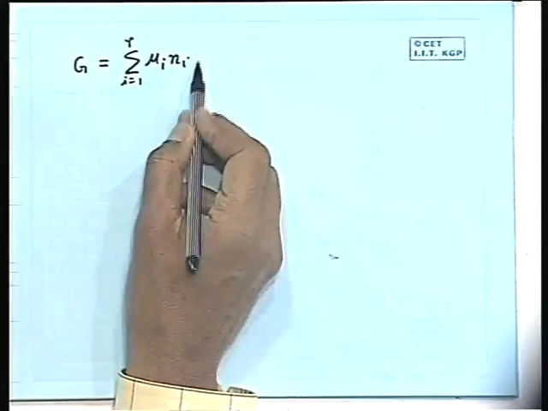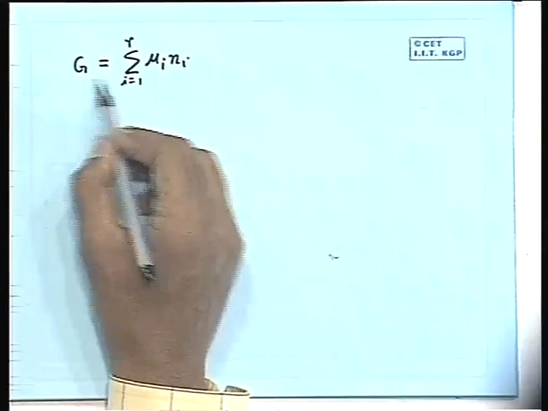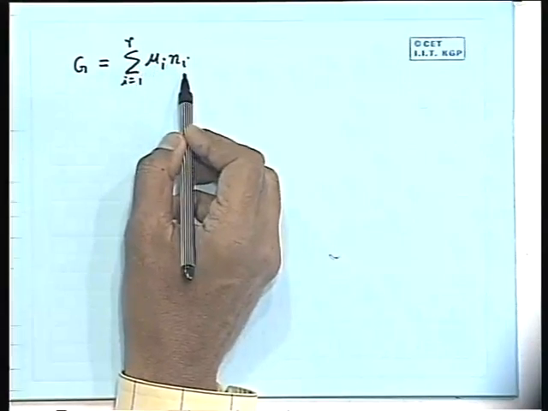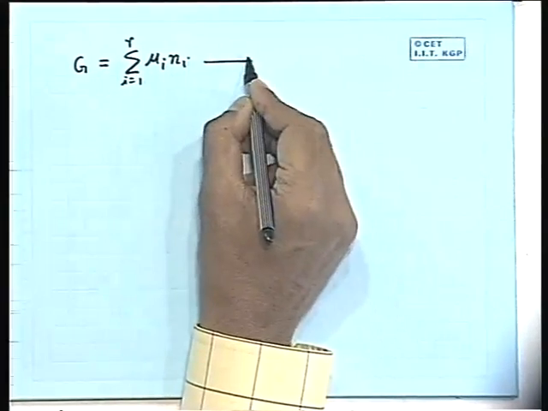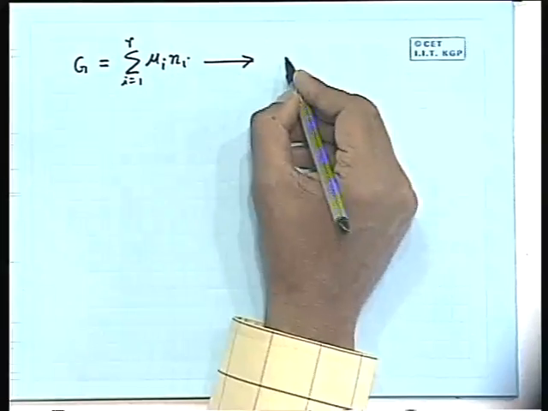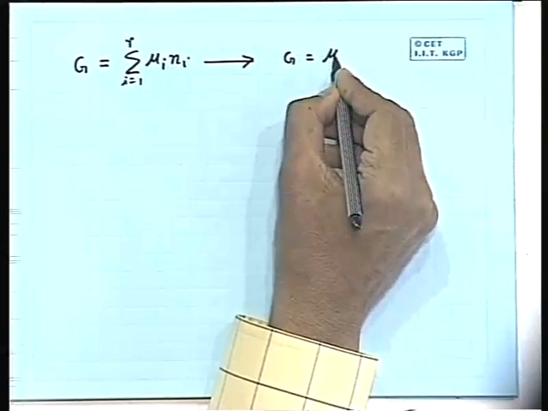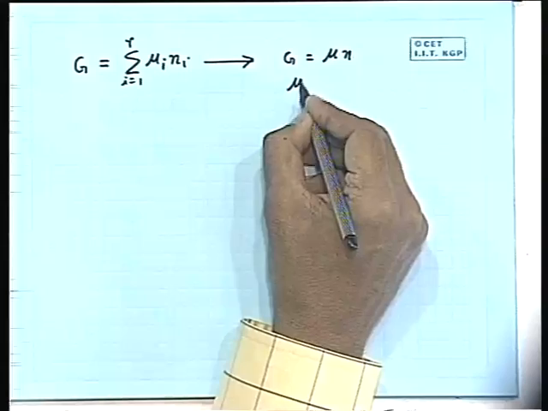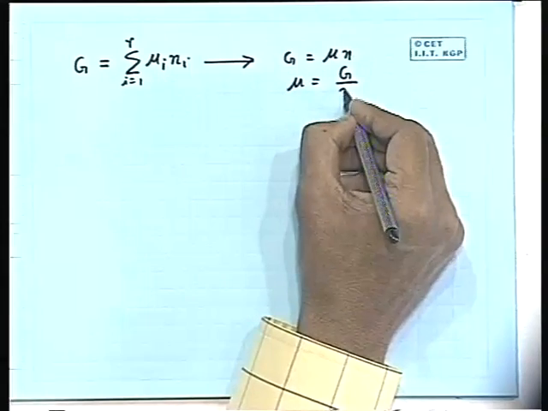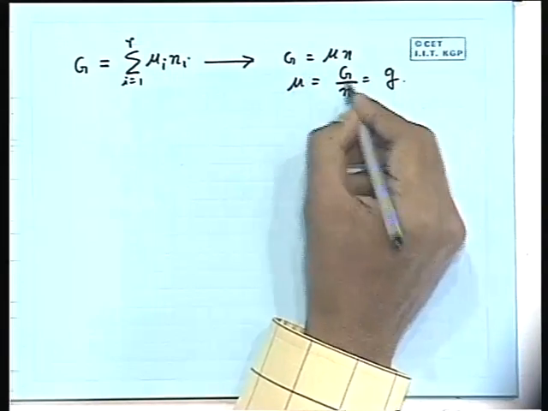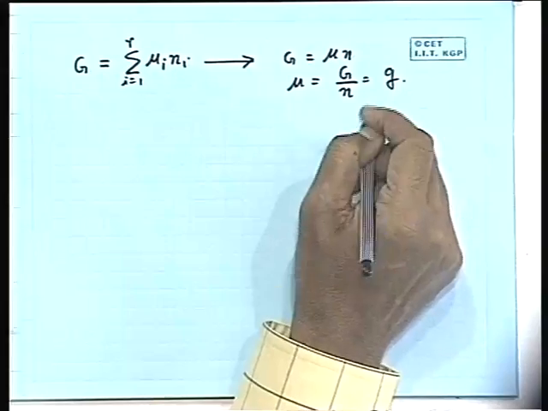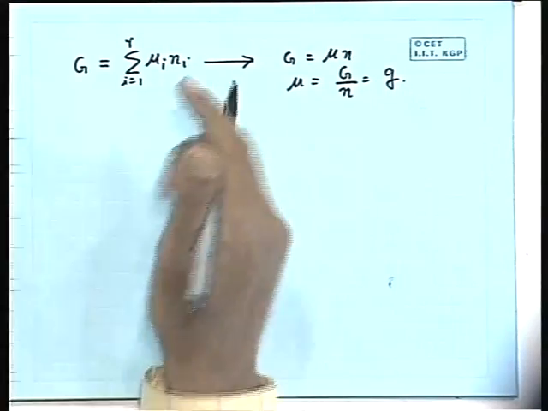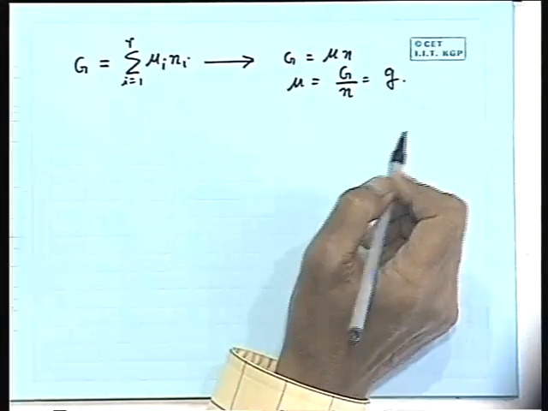We defined this relationship, if you recall from the last class, G as the sum of mu i n i, from which we derived the conclusion that for a single component system G is mu into N, which means mu, the thermodynamic potential, is the molar Gibbs function. That means the Gibbs function per unit mole. This we already discussed in the last class.